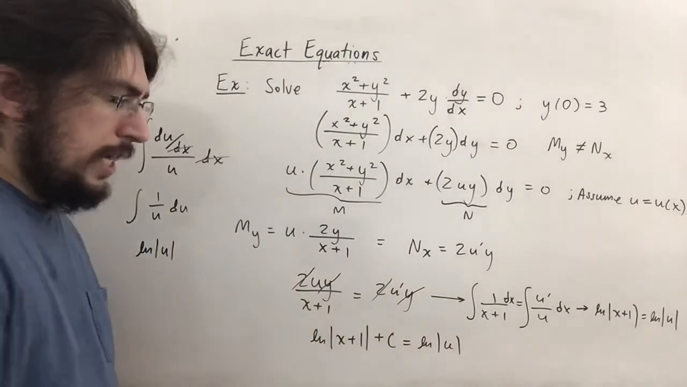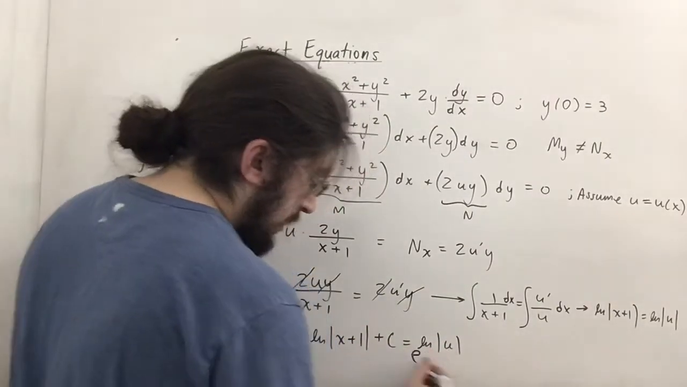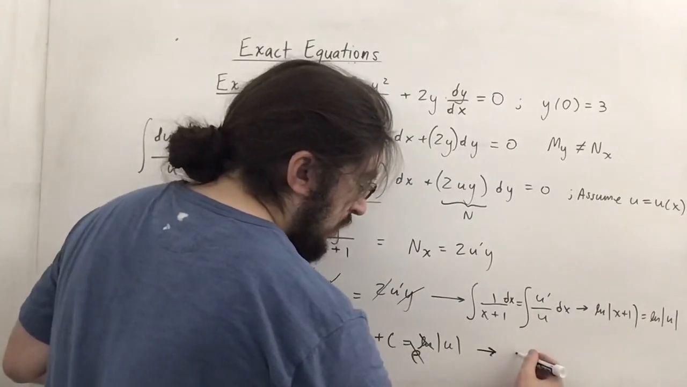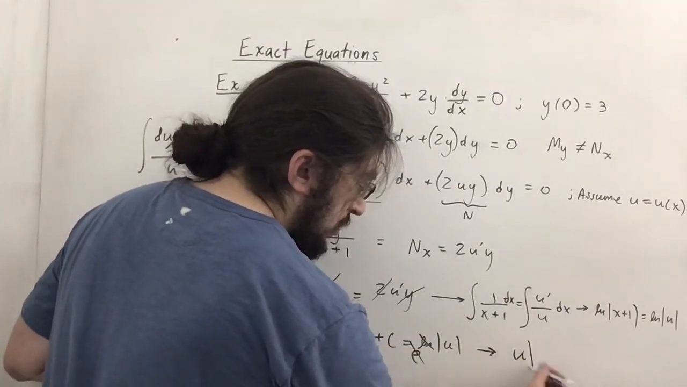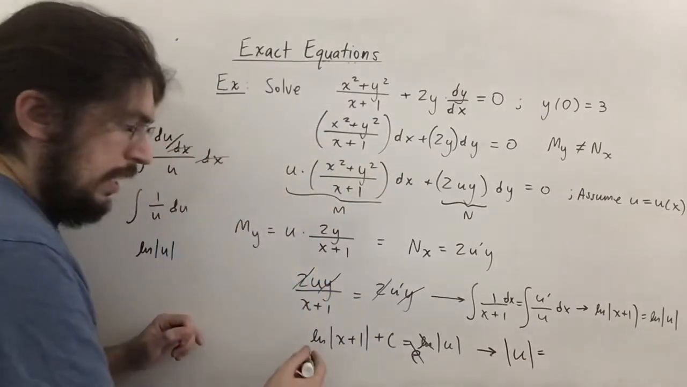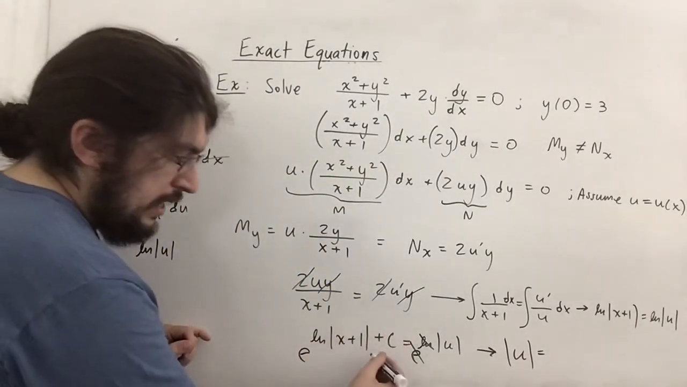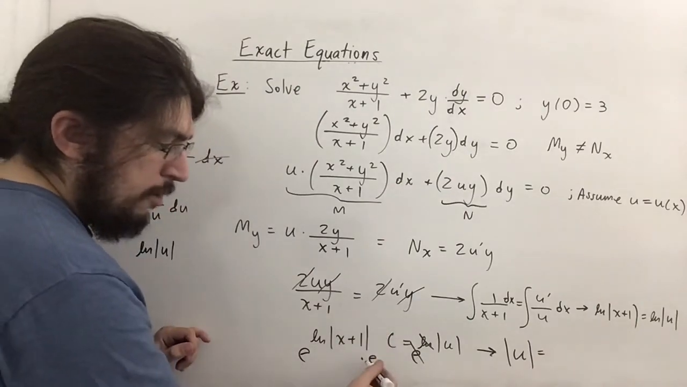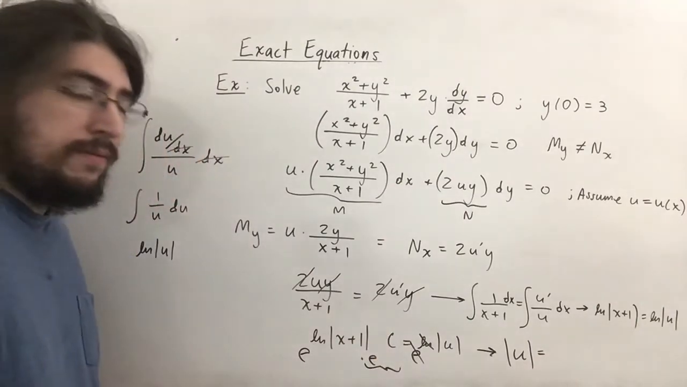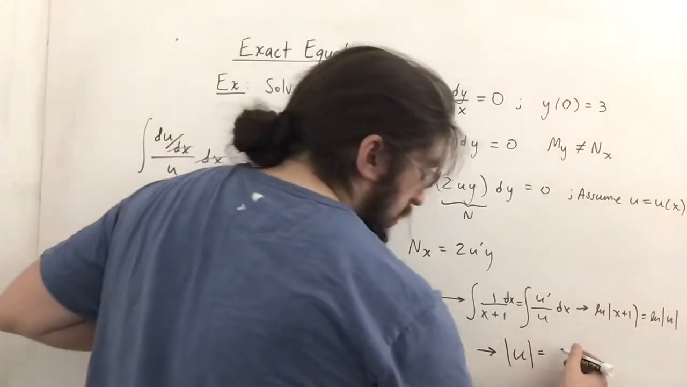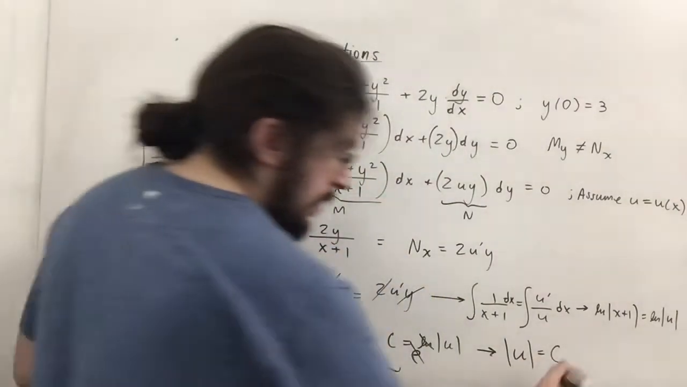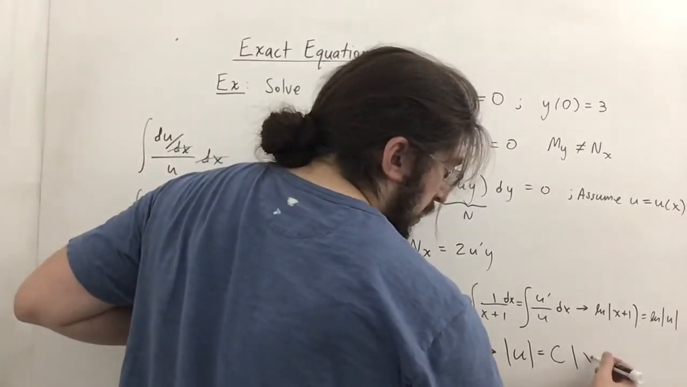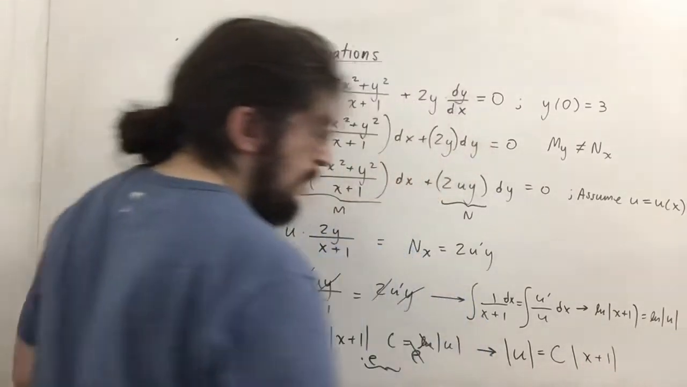Yeah, we'll just take both sides as powers of e, like this, here and here. These cancel, so now we get u in absolute value is equal to e to this plus c. We can write this as e to this times e to the c. Now remember that e to the c is a constant itself, so we can write this as some new constant, let's call it c again, times the absolute value of x plus 1.